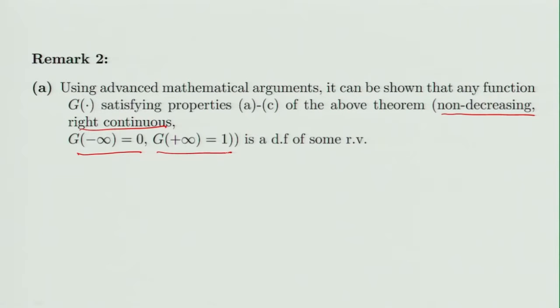One has to show this using construction, that means you have to show a probability space corresponding to which g is a distribution function of some random variable defined over there. So I will not go over there, I will not discuss that. So what I will assume for the time being is any function which has these three properties is a distribution function of some random variable.